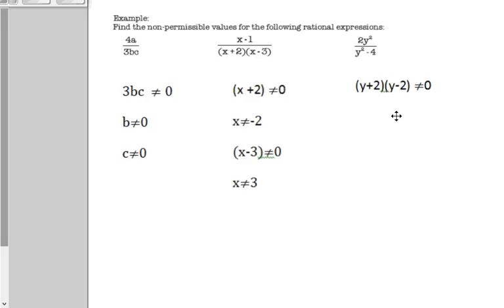From here, we need to set y plus 2 not equal to 0 and solve for the restriction, which is y cannot equal negative 2. And we must do the same thing for this factor, which is y minus 2. It cannot equal 0. Therefore, y cannot equal 2.